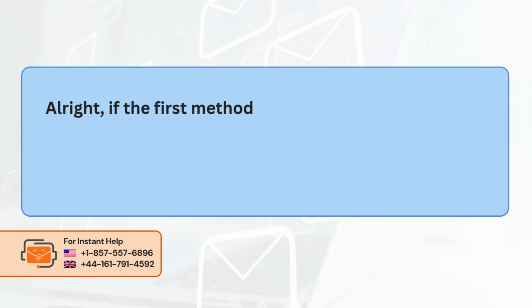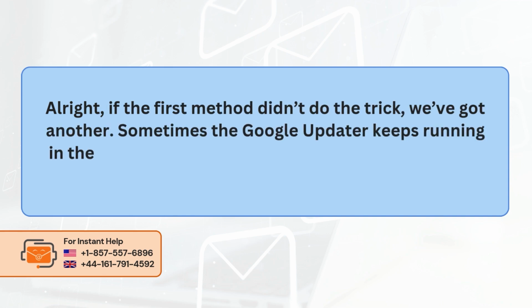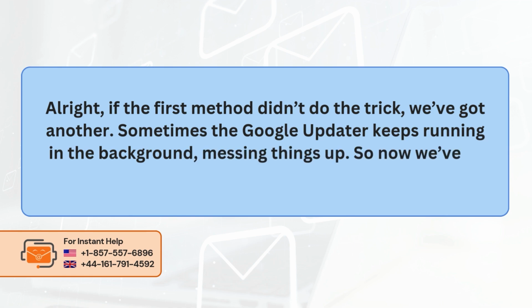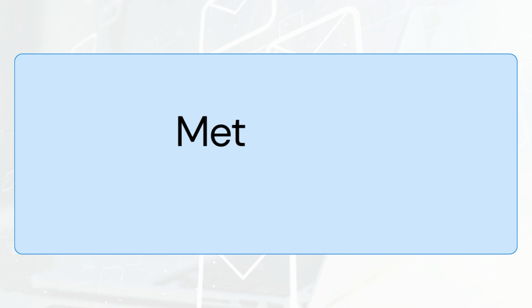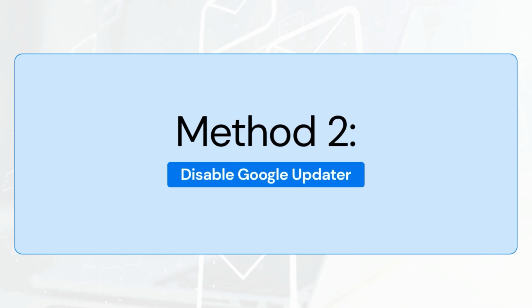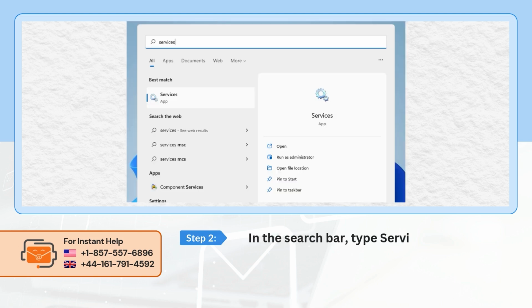Alright, if the first method didn't do the trick, we've got another. Sometimes the Google Updater keeps running in the background, messing things up. So now we have to disable the Google Updater services. Method 2. Disable Google Updater. Click on the Start menu. In the search bar, type Services and open it.